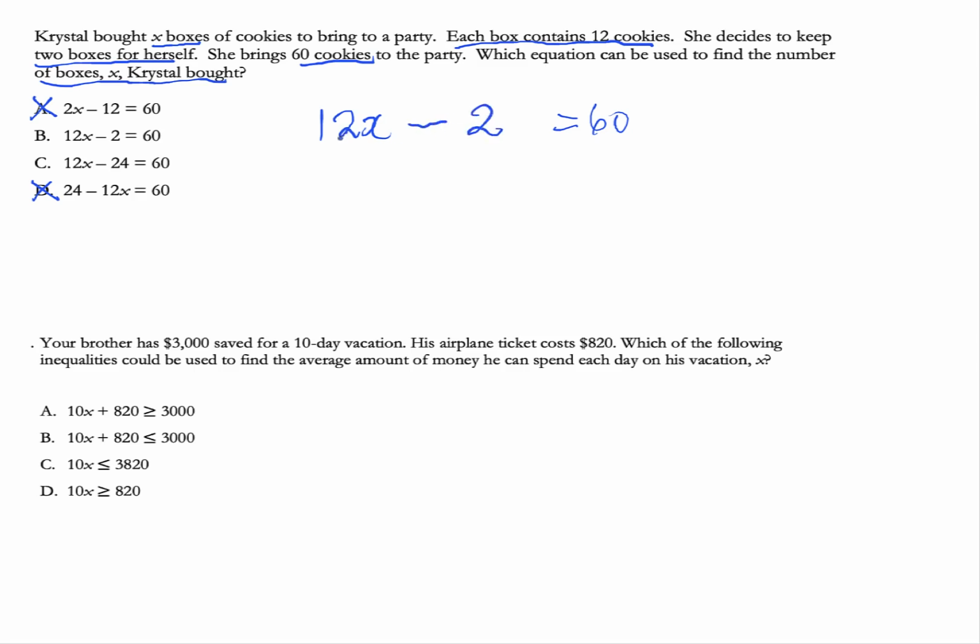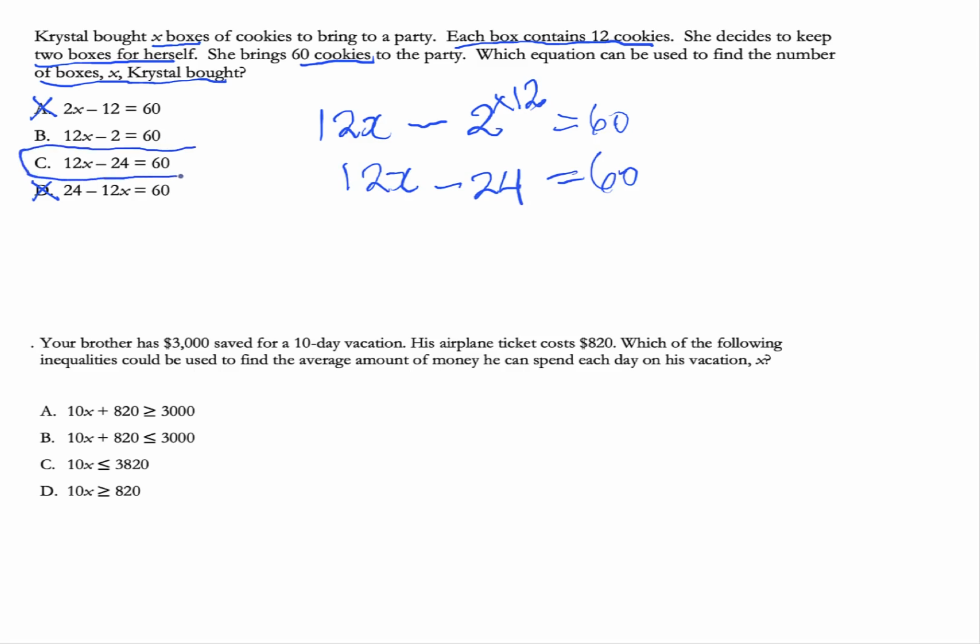Remember, 12 is cookies, 60 is cookies, this 2 is boxes. Something is wrong. So you have to change this 2 boxes into cookies, which means you have to times by 12. So the answer we're looking for is 12x minus 24 equals 60.